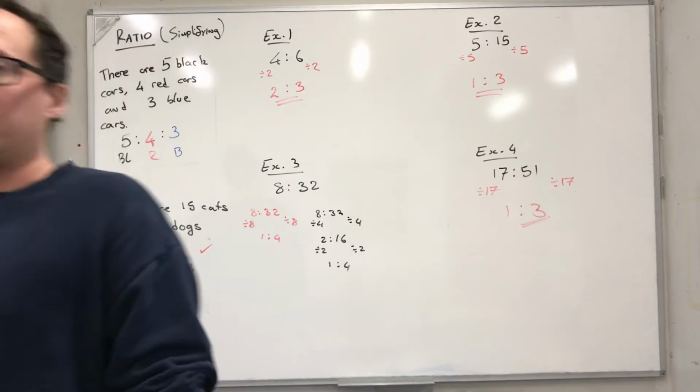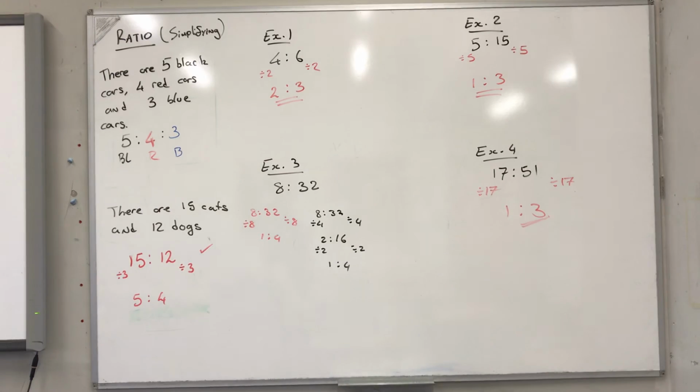So ratio is a way of comparing quantities of different objects, for example cars, cats, dogs. You use it a lot in recipes. Okay, so that is ratio, and then simplifying ratio.